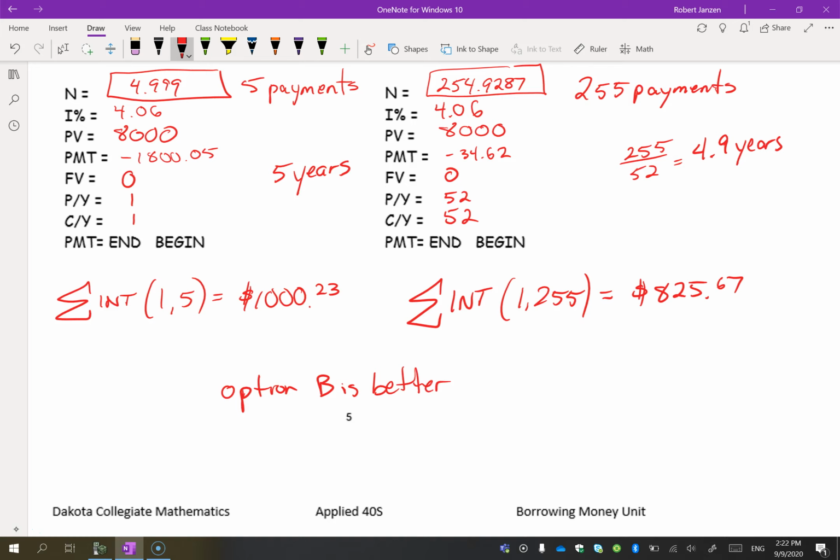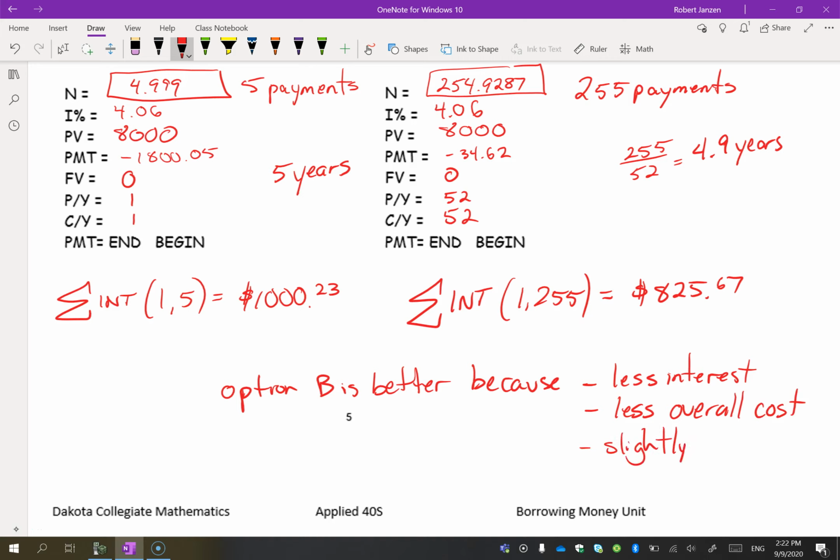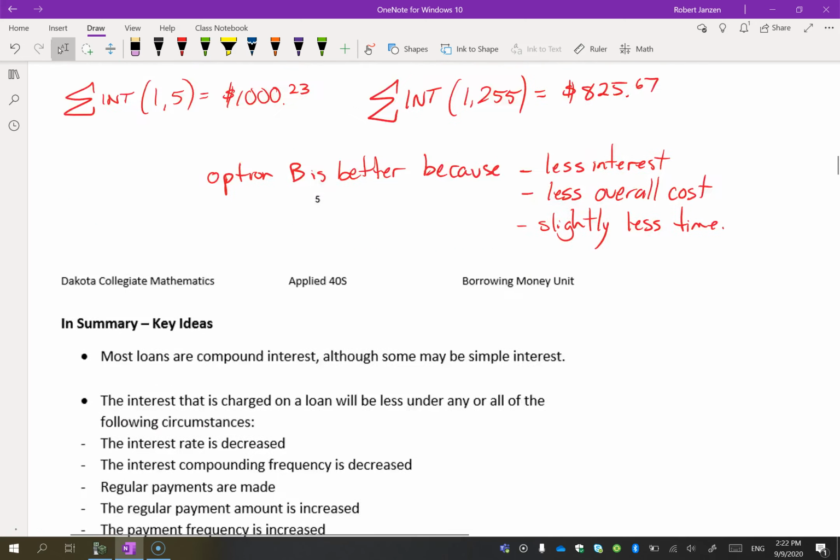Why is it better? Because there's less interest, so I'm going to go point form here. Because there's less interest, there's less overall cost. And it's slightly less time. You can pay it off a little bit quicker. Okay? So keep that in mind.